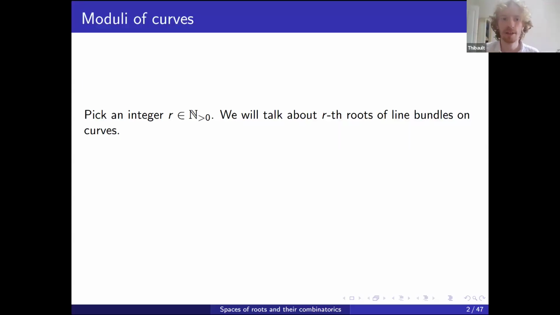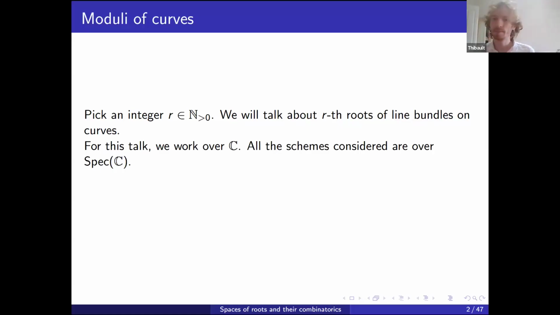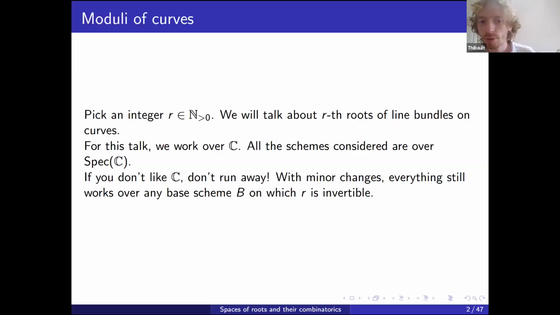I'll start by picking an integer r, and this will be the r such that we want to look at rth roots of things. And the things are going to be line bundles on curves. We're going to work over C, but this is not really important. You could do some version of the same thing over any base scheme on which the integer r is invertible. So it doesn't have to be a field, it doesn't have to be local, but all the residue characteristics are not allowed to divide r.